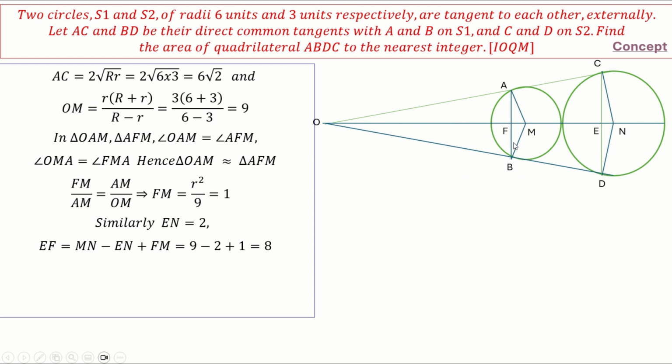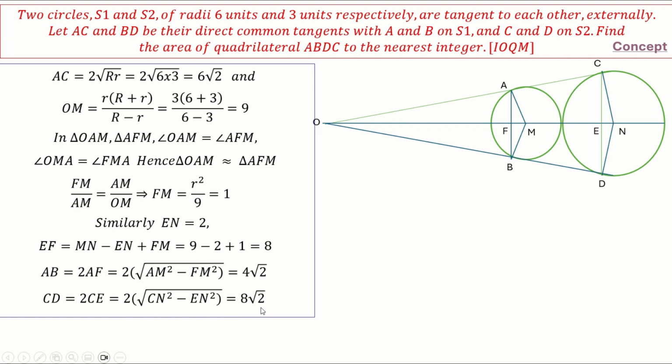AB is twice AF, correct? So AB equal to twice AF, which is equal to 2 times square root of AM square minus FM square, which is equal to 4 root 2. Similarly, CD equal to 8 root 2. Now I have all the values.